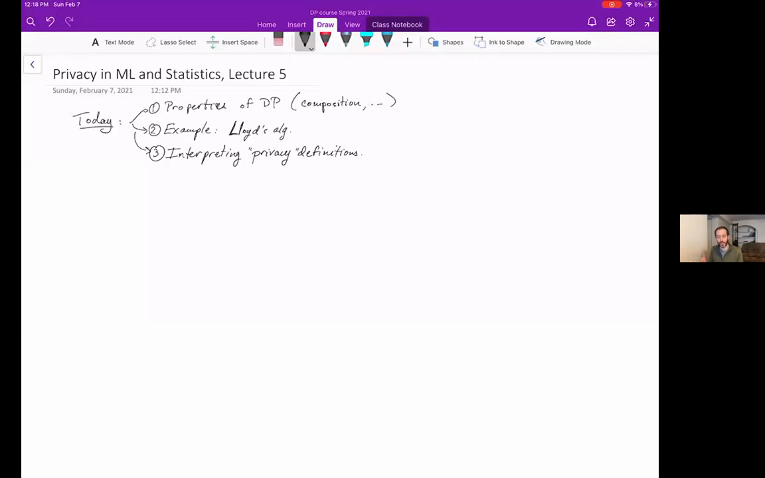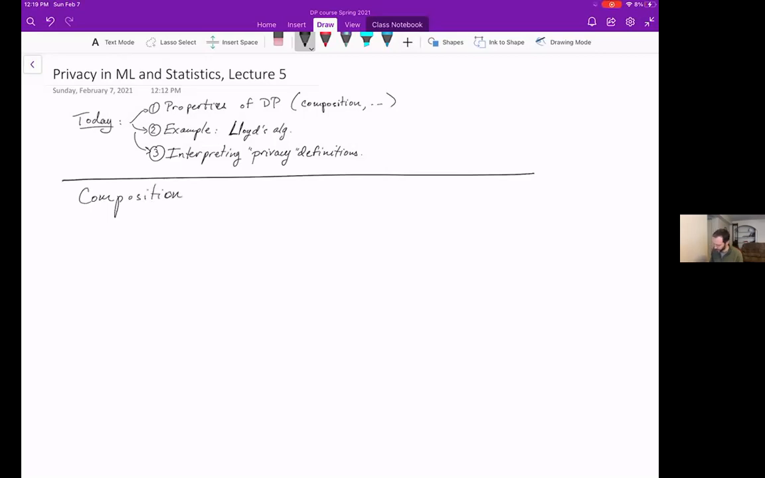Then part 3, I'll talk a little bit about what the meaning of differential privacy is and what the right interpretation one should give to these definitions, the kind of definitions we're talking about in this class. Okay, so first let's talk about composition.